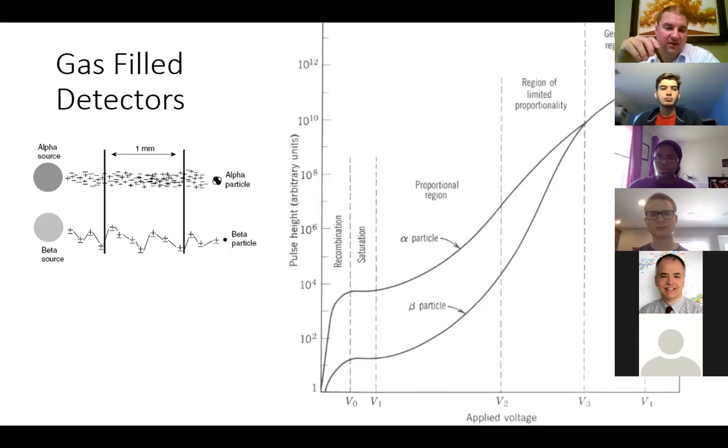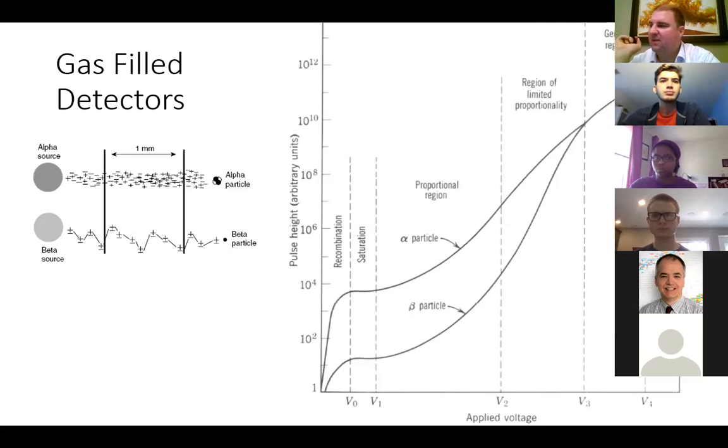When you get to the top of that recombination region, this is the next region called saturation. You're collecting as much of the charge as you can collect. There will always be a few probably that will still recombine, but you're basically collecting all of the charge that was created directly by the radiation, okay? Then this curve rises when you get past this V1 and you go into this proportional region.